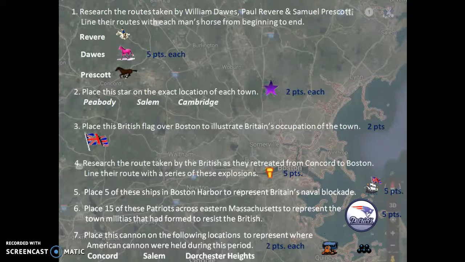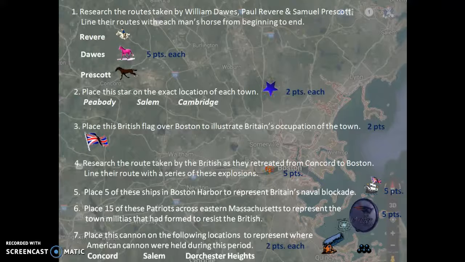Line their route with a series of these explosions. So once they research the route that they actually took as they retreated back to Boston, they're just going to copy and paste a bunch of those little explosions to symbolize all the fighting that took place between them and the local militias as they try to head back to Boston. Number five, place these 5 ships in Boston Harbor to represent Britain's naval blockade.